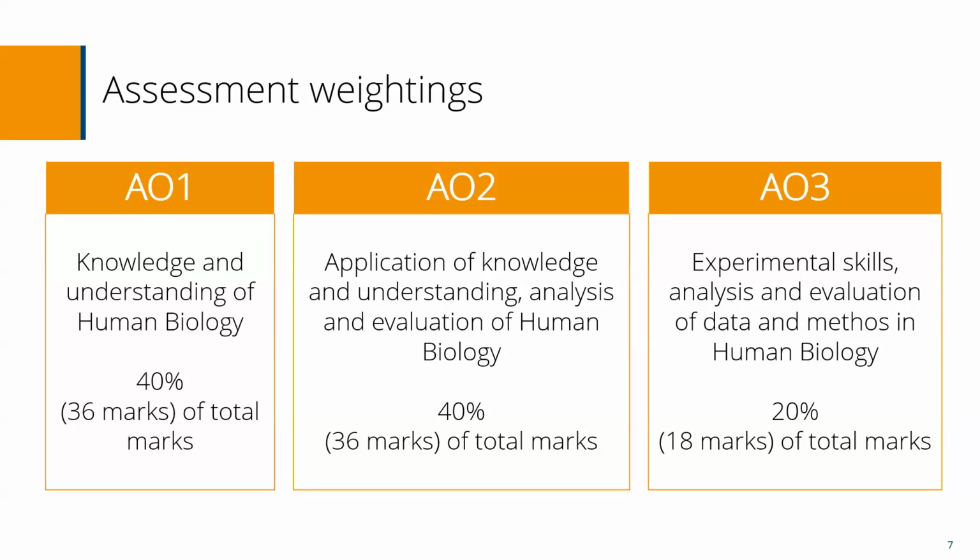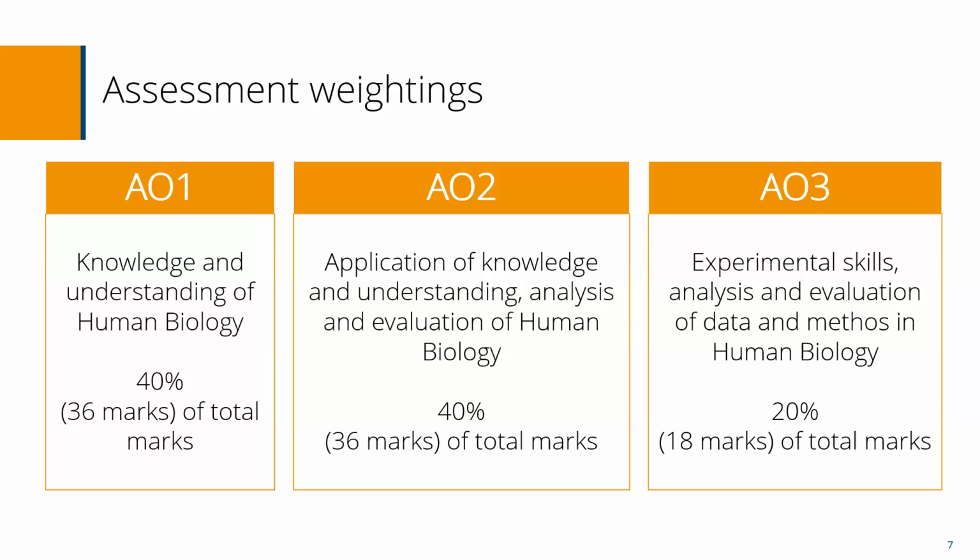Both papers have all of the assessment objectives on them, which differs from what goes on at international A level. If you're involved in preparing those students, some of the assessment objectives only appear on certain papers. That's not the case for human biology IGCSE. In human biology IGCSE, the AOs appear equally across the papers. So 40% of all of the marks, or 36 marks in each paper, are for AO1, knowledge and understanding of human biology.